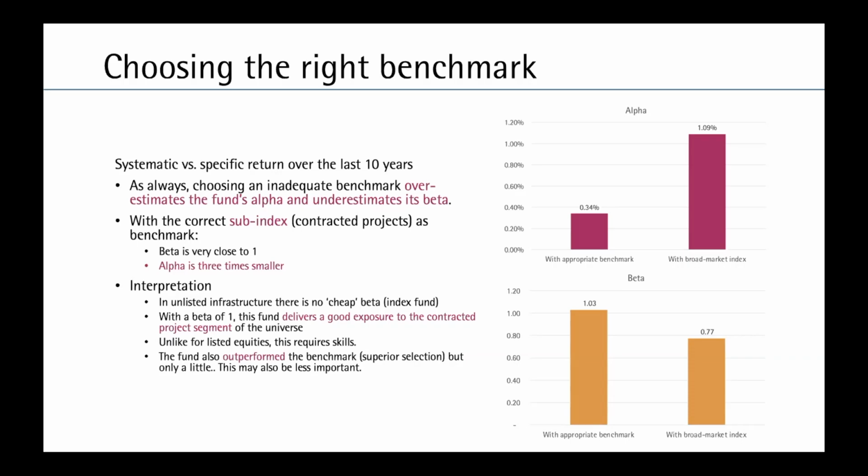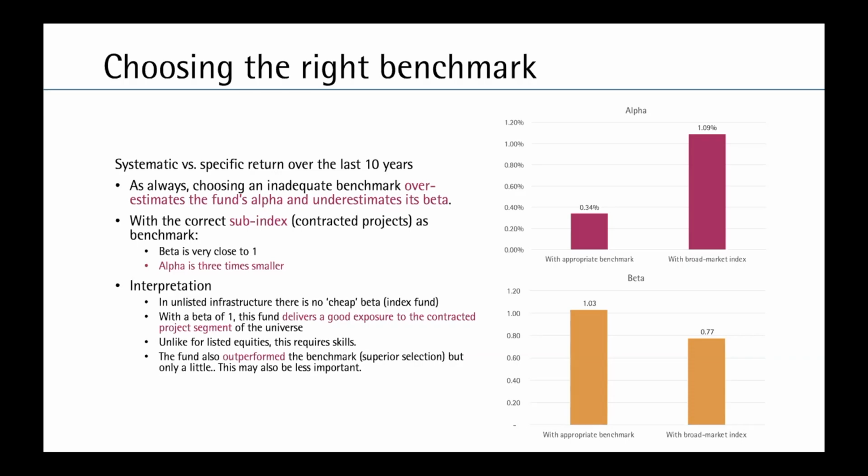The beta is not cheap. There is no index fund that you can buy that gives you the exact benchmark for the segment, in this case, contractor projects, at least not yet. And so you might even argue that for the manager to deliver the beta, to deliver the strategy that was determined to be the correct benchmark, in many ways it's harder and it's more important than to beat the benchmark.